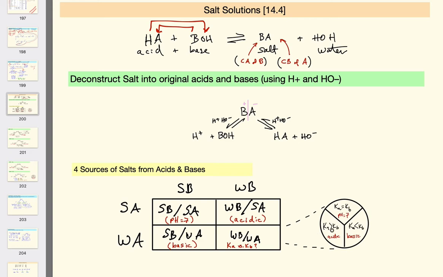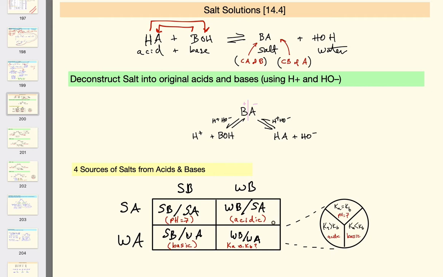If Ka is greater than Kb, that's going to mean your acid is stronger than your base, and so just like before, that's going to be acidic. Likewise, if your weak acid is even weaker than the weak base, then the weak base is therefore stronger than the weak acid, and that winds up being basic. And so there's your scenarios that you can have.